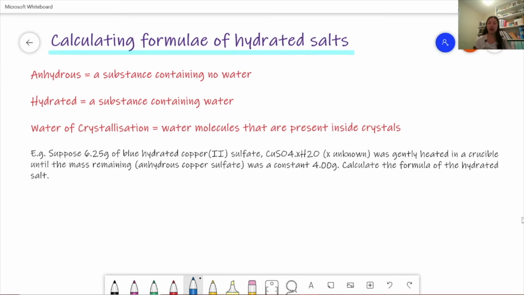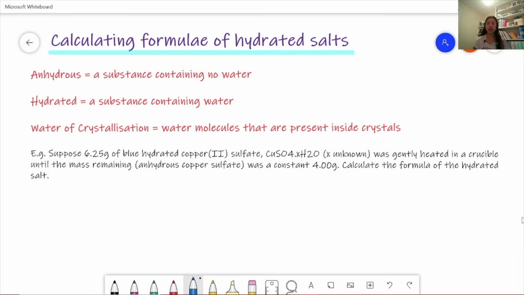So the example we're going to look at for calculating formulae of hydrated salts is this one. So suppose 6.25 grams of blue hydrated copper 2 sulfate, which has the formula CuSO4 and then an unknown amount of water, was gently heated in a crucible until the mass remaining, so the anhydrous copper sulfate, was a constant 4 grams. Calculate the formula of the hydrated salt. So firstly, because copper sulfate is anhydrous, we know that it doesn't contain any water. And we also know this because when we heat something and the mass becomes constant, that means that there's no more water because it doesn't evaporate, so the mass won't change.